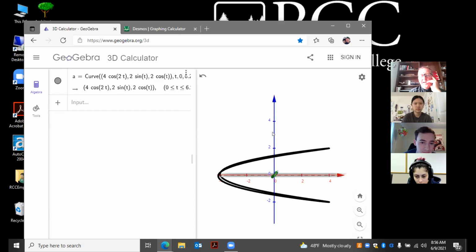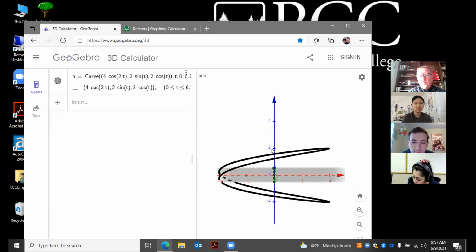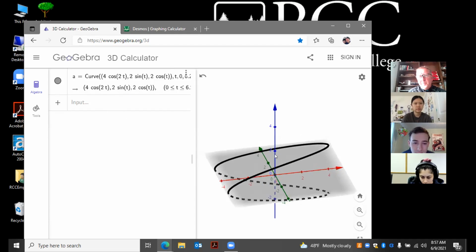Notice now we're looking at the X and Z plane. Why would that look like a parabola? It's not as obvious, but that's similar. In other words, from the air, it was a parabola because you had 4 cosine of 2t and 2 sine of t. Well, xz is 4 cosine of 2t and 2 cosine of t. So it has the same sort of shape. And so that's maybe not super surprising, but again, really powerful.